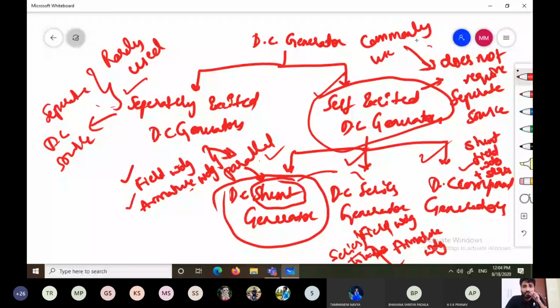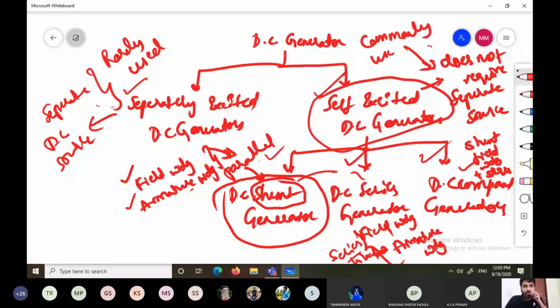There is a classification in self-excited DC generators. What do you mean by self-excited DC generators? The field winding is excited by themselves. That means the armature current is able to supply the field current in this type of generator. Again, the self-excited generators are classified into three types: DC shunt generator, DC series generator, DC compound generator.